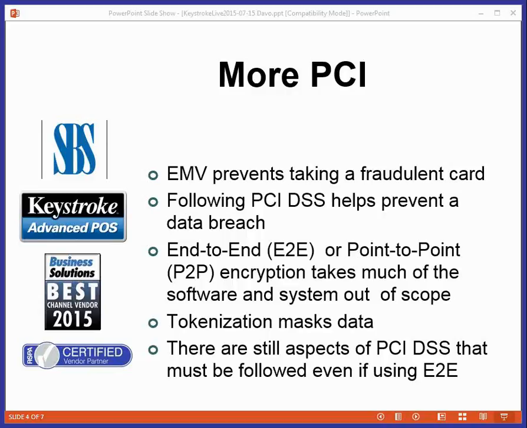And remember, even if you are what they call out of scope, like with the Cayan Genius or Mercury ISC250, where you have tokenization and end-to-end encryption, there still are parts of PCI DSS that you need to follow. There's 12 points, and that takes care of 2 or 3 of the 12, but there still are other points that you need to do in a secure payment processing environment.